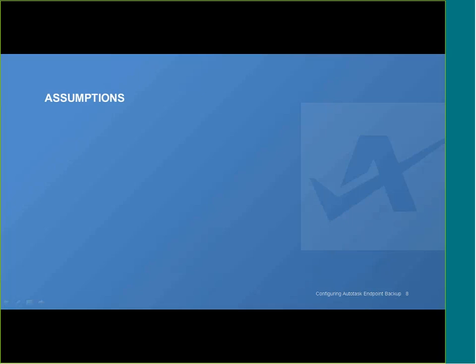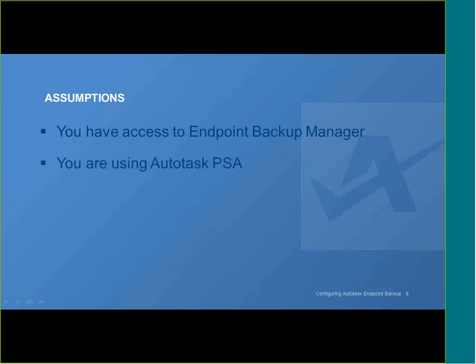Let's go over a couple of assumptions that we'll be operating under for the purpose of our webinar today. In order to perform any of the steps that we talk about, you'll need credentials to Endpoint Backup Manager, which is the portal you use to manage all of your backup customers or teams. Your portal was set up for you when you first purchased the Endpoint Backup service. For the benefit of those of you using Autotask PSA, our professional services automation product, I'll be talking about how to configure the PSA billing integration with AEB. Last, I'll describe how you can use Autotask Endpoint Management to deploy Autotask Endpoint Backup.